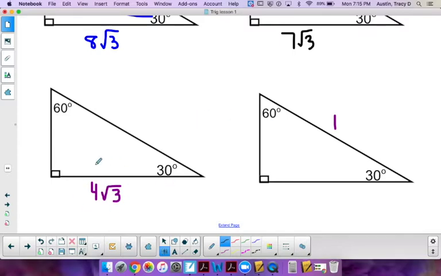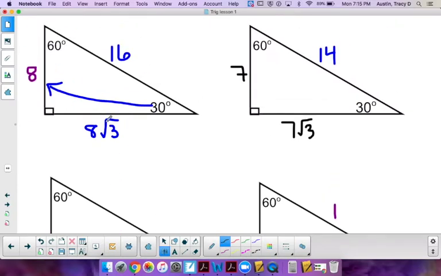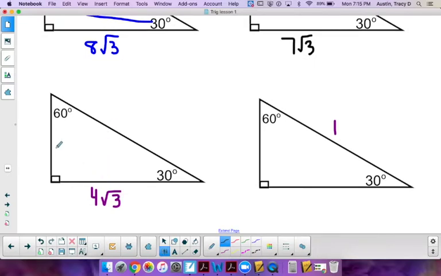Okay, so I've given you the long measure, 4 times the square root of 3. So if I multiply by the square root of 3 to get the long measure, then I have to divide by the square root of 3 to get the short measure. So that would be 4. And that means your hypotenuse would be 8.